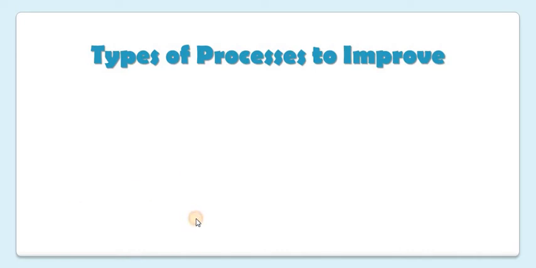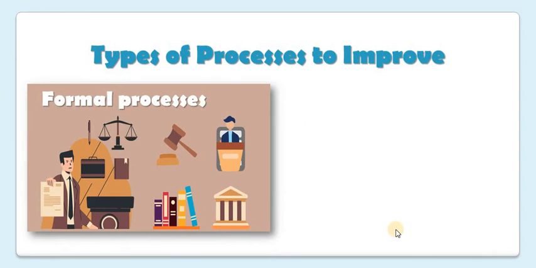The first type is the formal processes. These processes are especially important when they involve anything having to do with employee or customer safety. We also have legal issues, financial considerations, and other critical or sensitive functions. So in these cases, it's important to follow particular steps.